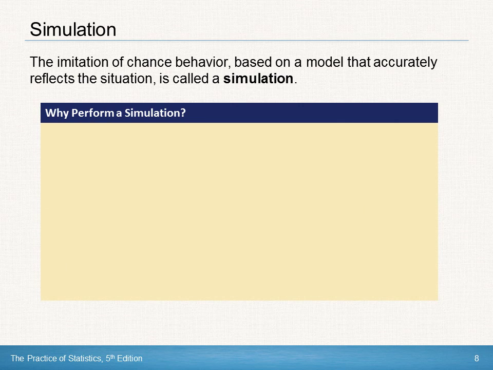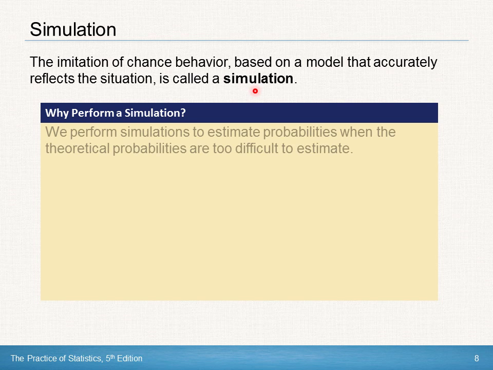Okay, so the imitation of chance behavior based on a model that accurately reflects a situation is called a simulation. Basically, we're not actually going out and having the baseball players hit 10,000 times. We're conducting a computer simulation in order to say, okay, is this likely or is this not likely? I'm not actually going to roll the dice 5,000 times. I'm going to use computer-generated software to simulate rolling a dice 5,000 times.